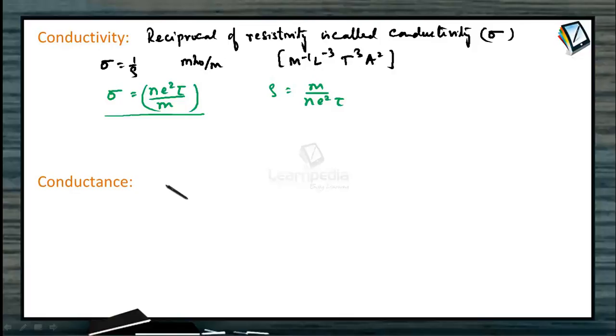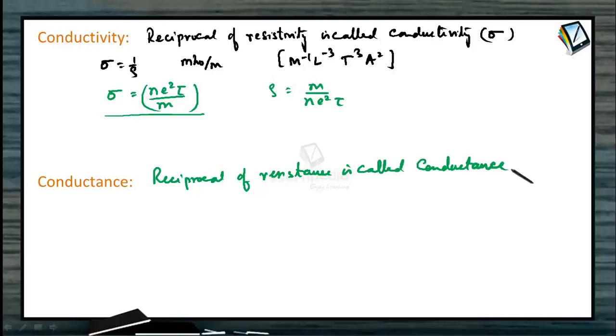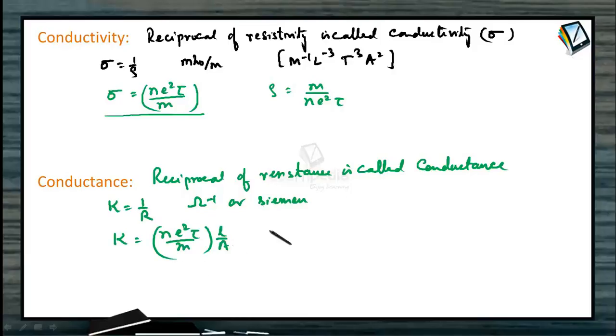Conductance is the reciprocal of resistance. Reciprocal of resistance is called conductance. K is equal to 1 by R. Unit will be 1 by ohm, ohm inverse or Siemens. So K also can be written as n E square tau by m into A by L. Reciprocal of resistance is called conductance. Reciprocal of resistivity is called conductivity.